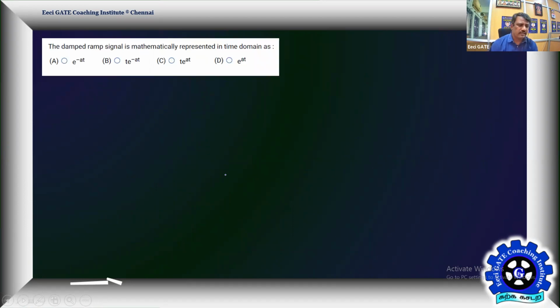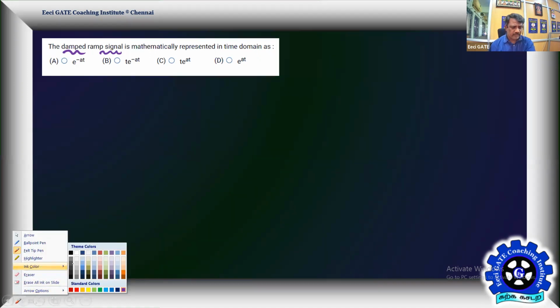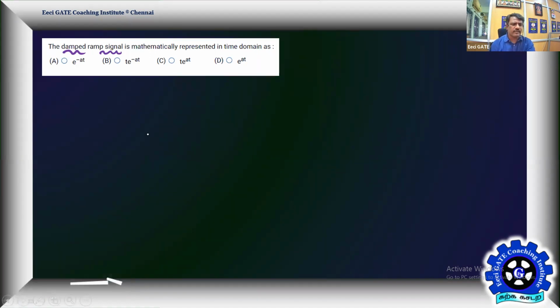Next, something related to control, something related to signals. Damped ramp signal. Damped means, if you have a control system perception, you should feel like this. The damped ramp means we can say like I have a ramp.